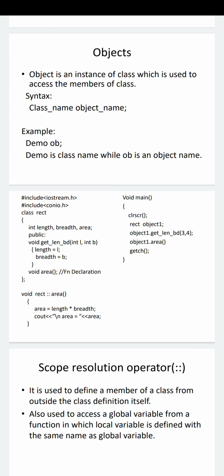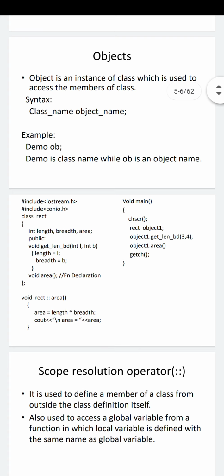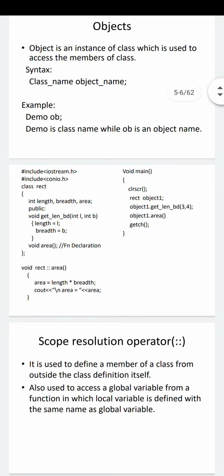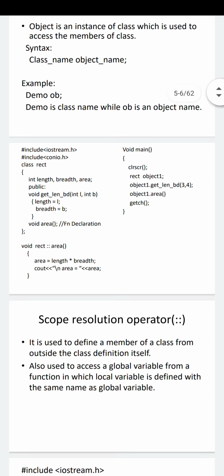Now let us see the area. Area function is defined outside the class, but it had to be declared inside the class because it is a part of the class. So defining outside the class has its own syntax. First of all, we have to write the return type, that is void. Then we have to mention the class name, that is RECT. Then scope resolution operator, and then the function name and the arguments. So outside the class, we can see that this syntax we have followed for defining the function area.